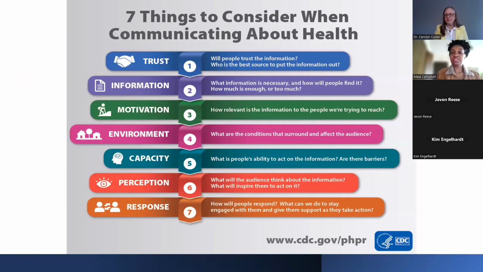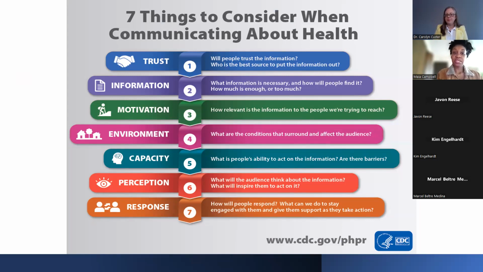Okay, so 7 things to consider when communicating about health. Trust. Does the person trust you? Lots of times the trust does come in from the community health worker because we are the smiling face, or we're the person that the patient typically communicates most with. So sometimes the use of a community health worker to communicate information.